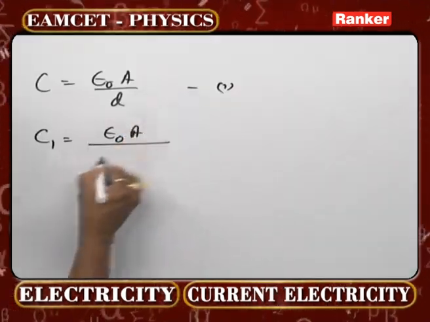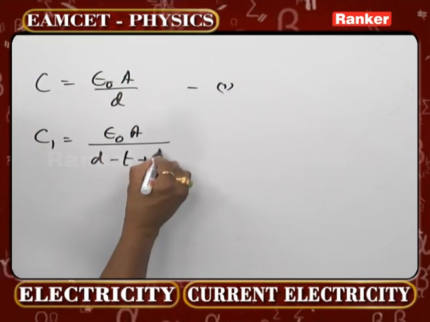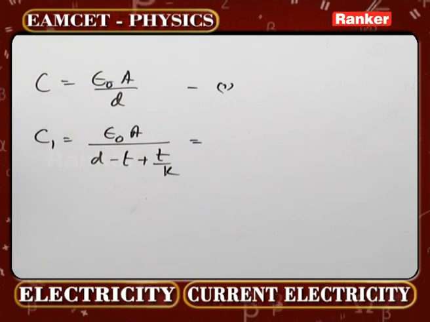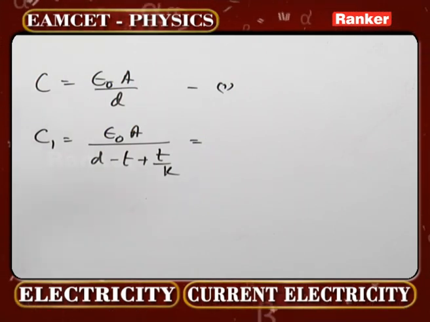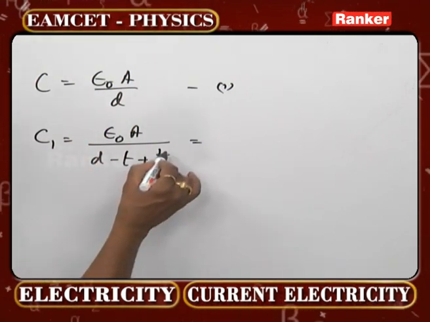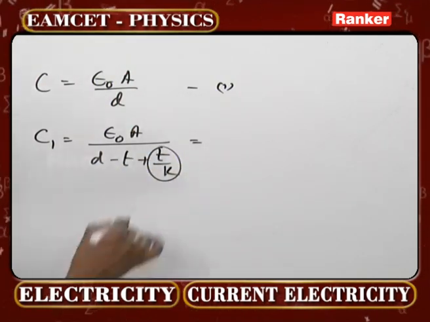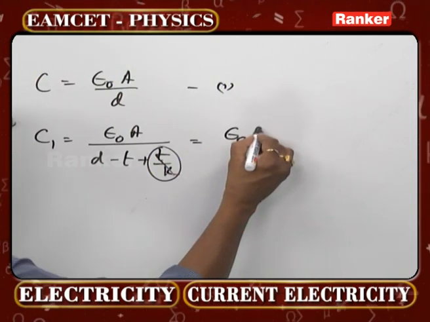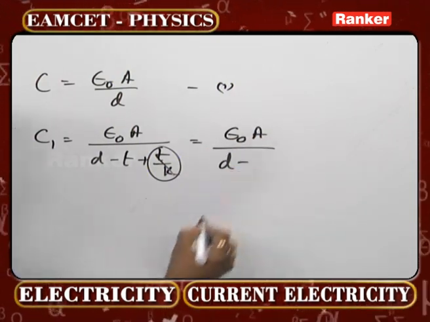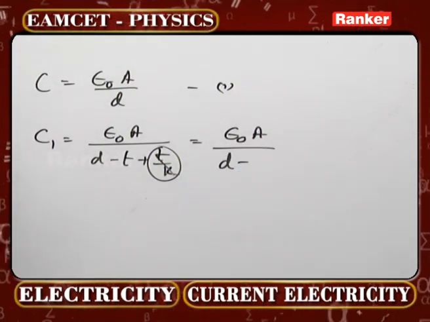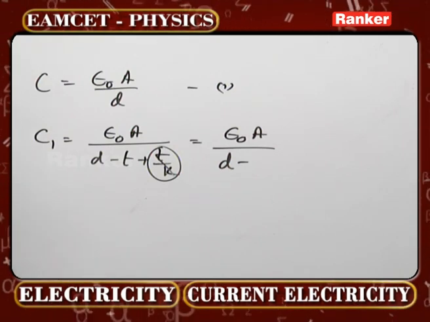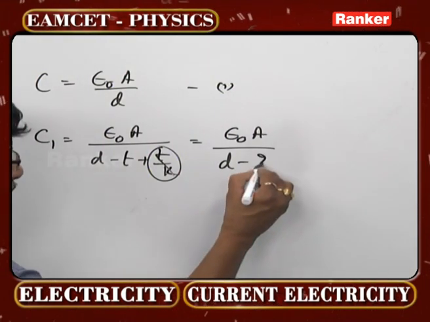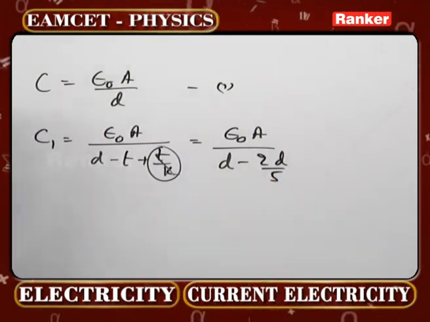Epsilon naught A by D minus T plus T by K we people can write. But one thing you should understand, what is it he is giving? Same material he is introducing. Material means definitely that will be a metal. So T by K will be 0. Then what will be the value? Epsilon naught A by D minus T. What is the value of each thickness? 1/5 times D. Like that how many? 2 plates. So 2D by 5 I can write.